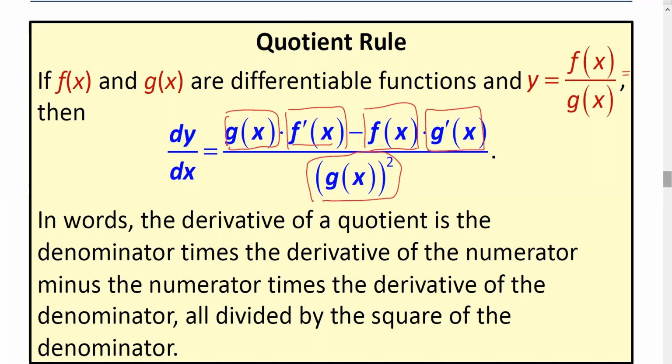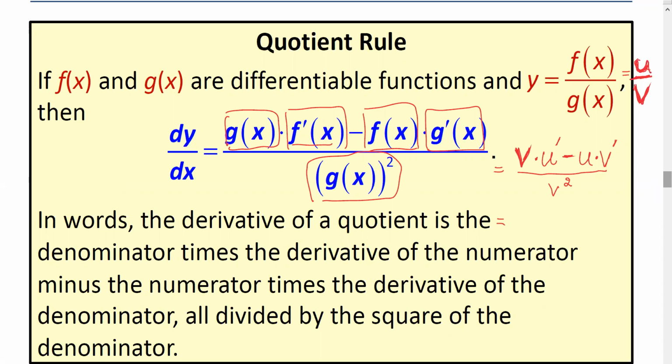I'm going to use the notation u and v as before. u is the function for the numerator, and v is the function in the denominator. So u divided by v for the function y. The dy by dx formula could be in the other form, in terms of u and v: v, the denominator, times the derivative of the numerator minus the numerator times the derivative of the denominator, divided by the denominator squared.